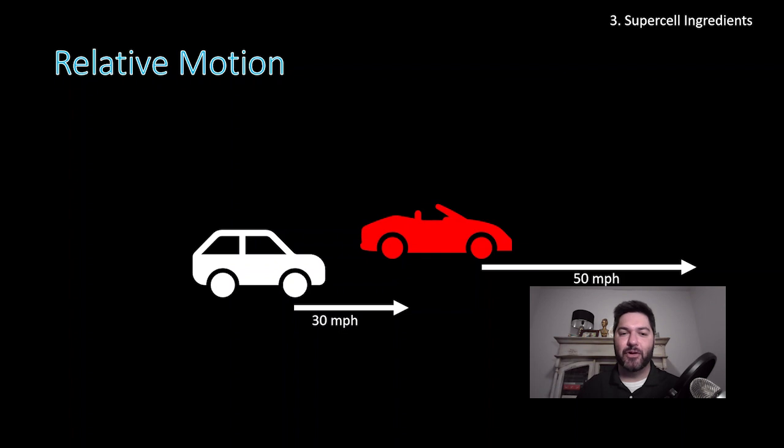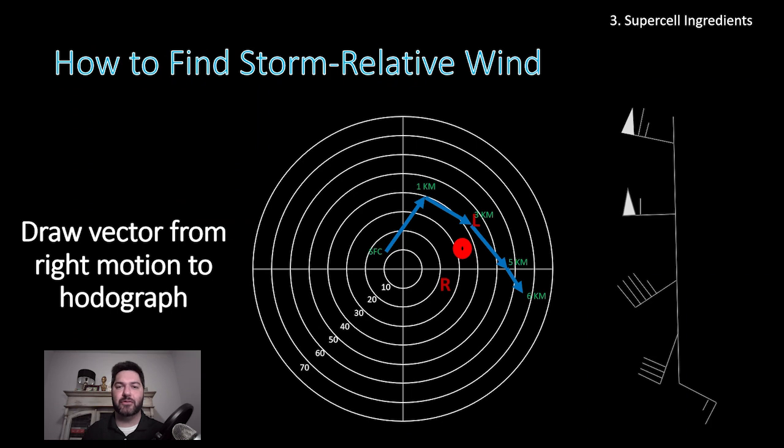Well, the relative motion, that is, if you were in the 30 mile per hour car, you'd actually almost feel like you were moving in reverse, or that maybe the red car was moving at 20 miles per hour while you're stationary. That's what relative motion actually means. So we can apply that to the hodograph.